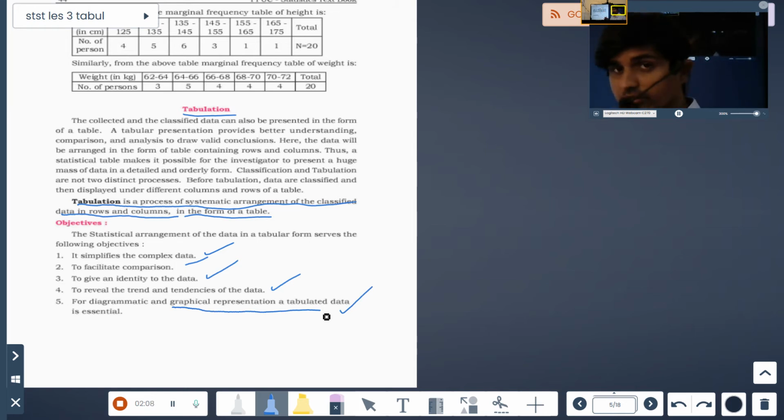If you have used MS Excel, and those who know MS Excel, what is MS Excel? You know MS Office, MS Word. Okay, in that only you have MS Excel. This is where you can take data and convert it into graphical representation. Now that's the last point. Now I'll come to the fourth point, to reveal trend and tendencies of the data.